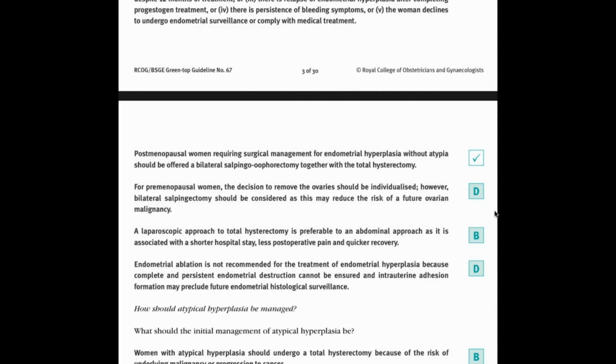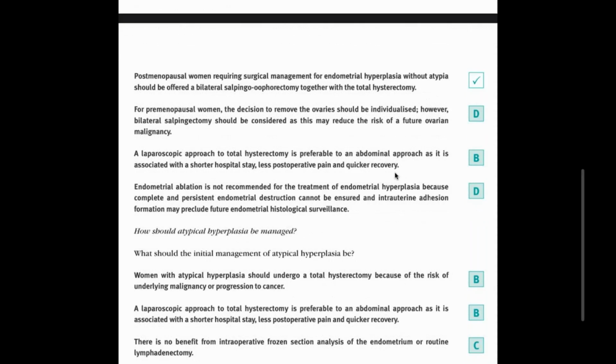Okay. For premenopausal women, the decision to remove the ovaries should be individualized. However, bilateral salpingectomy should be considered, as this may reduce the risk of future ovarian malignancy. Now, this would be applicable in a case of a woman who's not menopausal yet, okay, and you would offer her a hysterectomy, but with bilateral salpingectomy, and explain to her the benefit of having a bilateral salpingectomy, which is reducing the risk of ovarian malignancy. Okay, but you would offer for her ovaries to be kept behind, just because of postmenopausal symptoms. Okay.